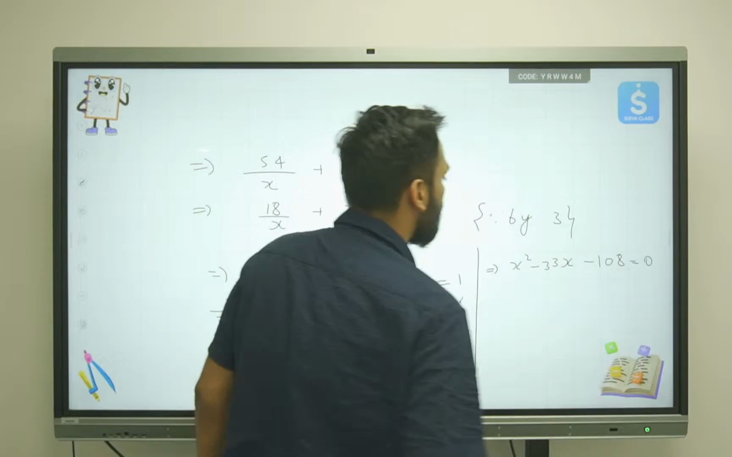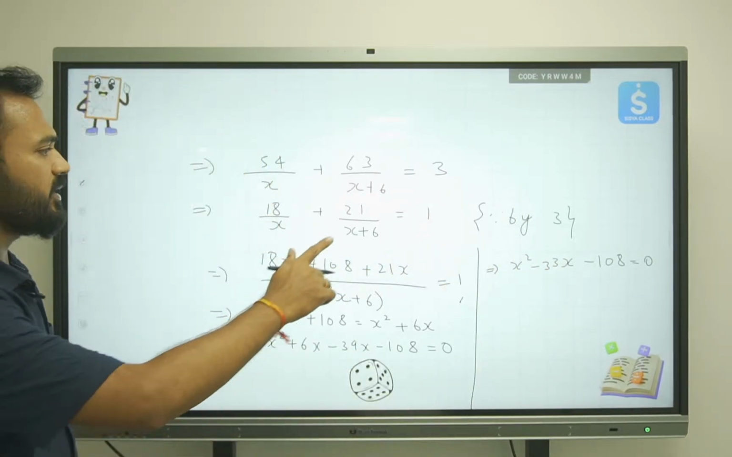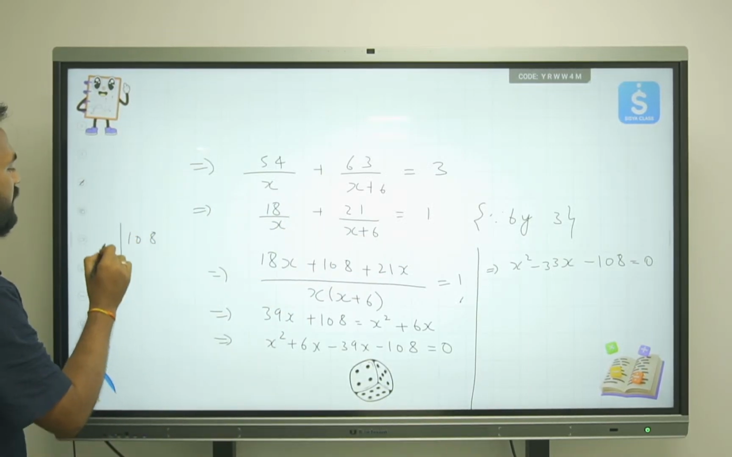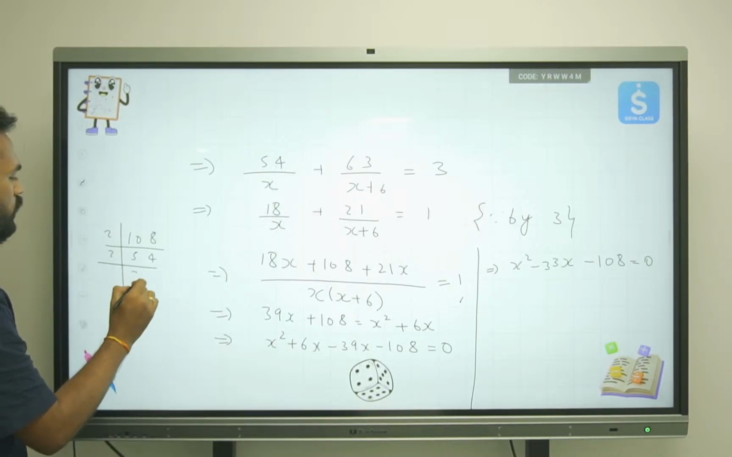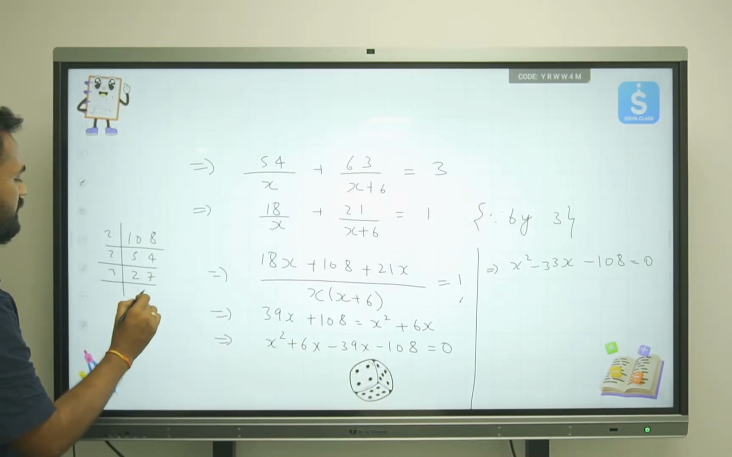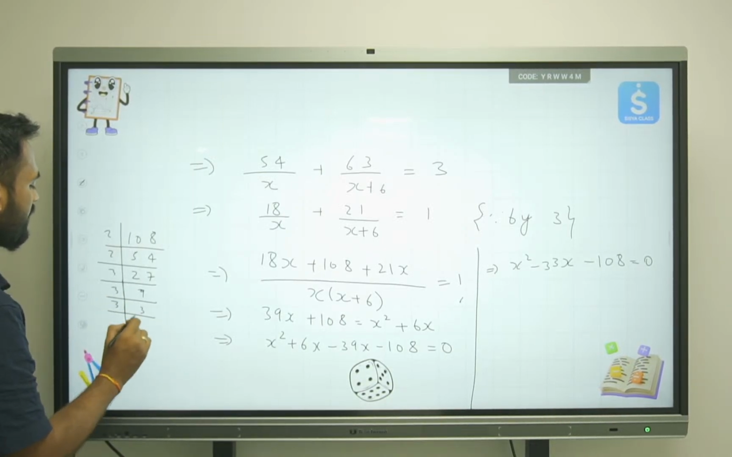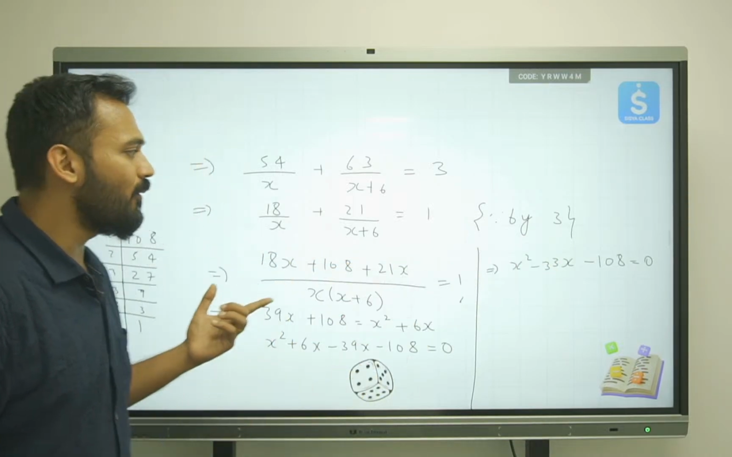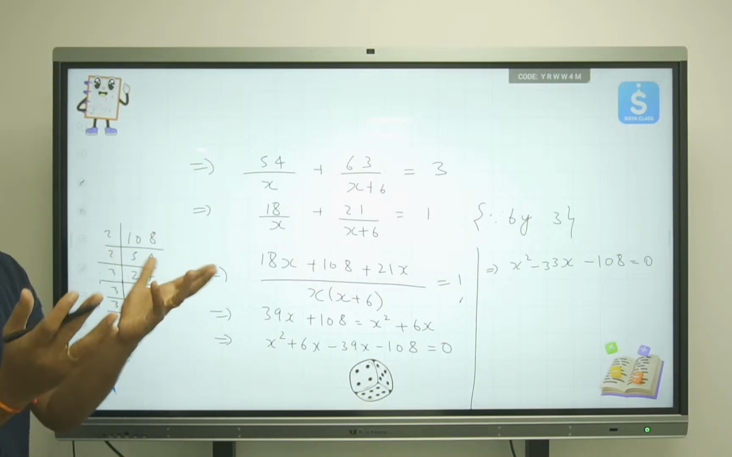Now I need to factorize this. If I prime factorize 108, I'll get these numbers: 2 twice, and 3 three times. Now 4 into 27 is 108. However, 4 plus 27 is not coming out to be minus 33. 4 plus 27 is not minus 33.